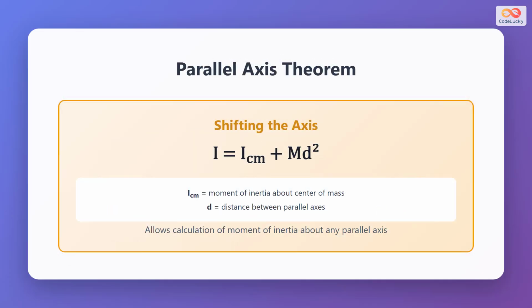The Parallel Axis Theorem is a powerful tool for calculating moment of inertia. It states that I equals I sub cm plus m d squared. I sub cm is the moment of inertia about the center of mass, and d is the distance between the center of mass axis and the new parallel axis. This theorem allows us to calculate the moment of inertia about any parallel axis, as long as we know the moment of inertia about the center of mass.